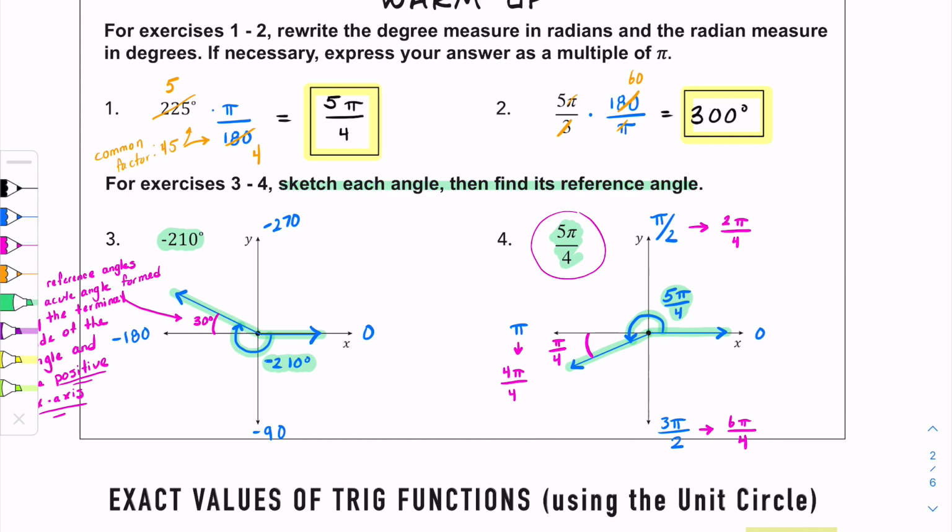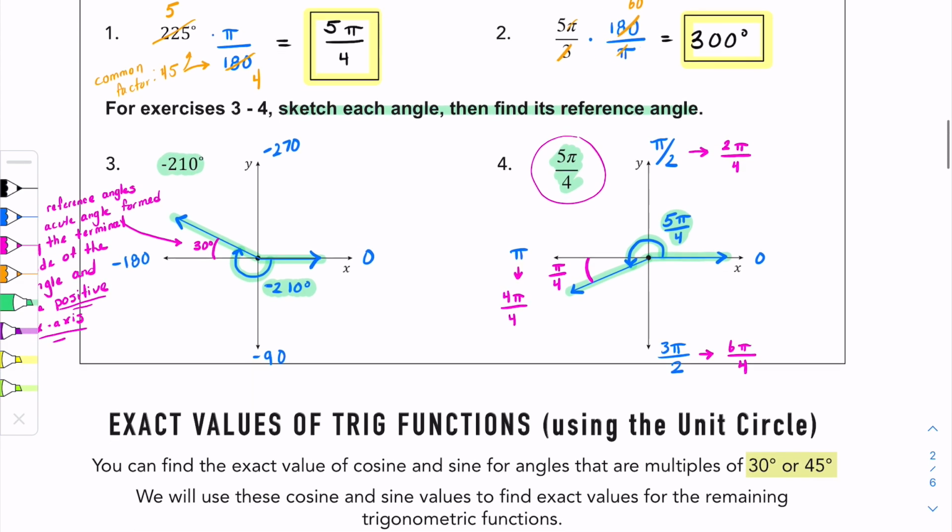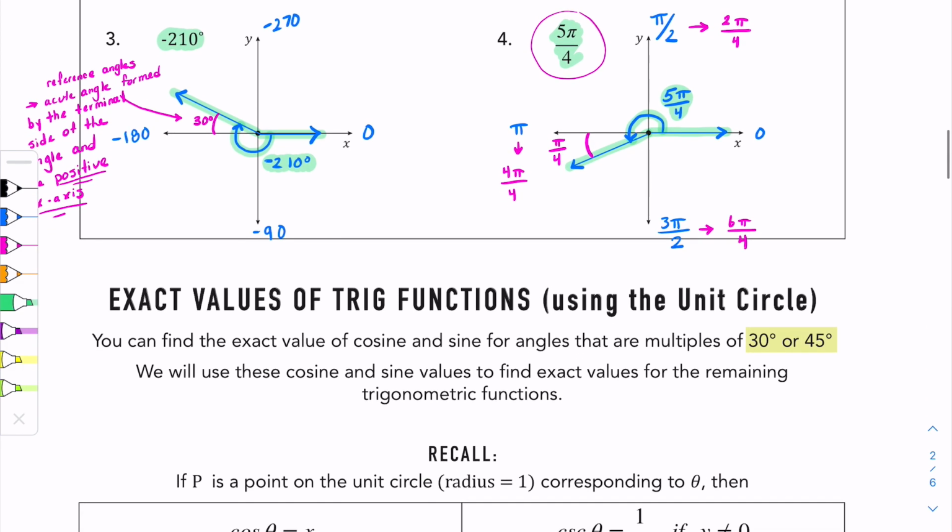Okay, so now that we've gone over the warm-up, hopefully you followed along as I went through those. We're going to start looking at the exact values of trig functions using the unit circle. So here you see that it says you can find the exact value of cosine and sine for the angles that are multiples of 30 or 45.